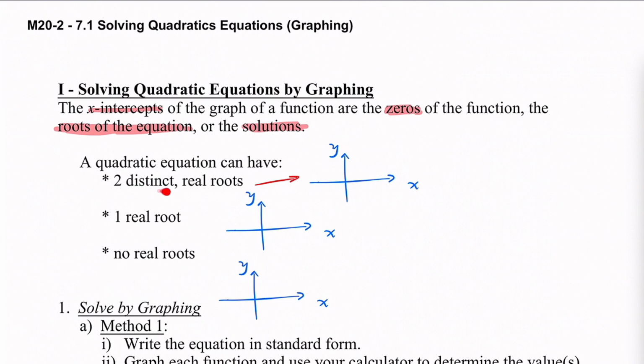Okay, so for two distinct real roots, that means it's going to have two solutions, two roots to the equation, two zeros, or two x-intercepts. They all mean the same thing. So I'm going to draw a graph, and as long as it has two x-intercepts, that's what a graph would look like when you have two solutions.